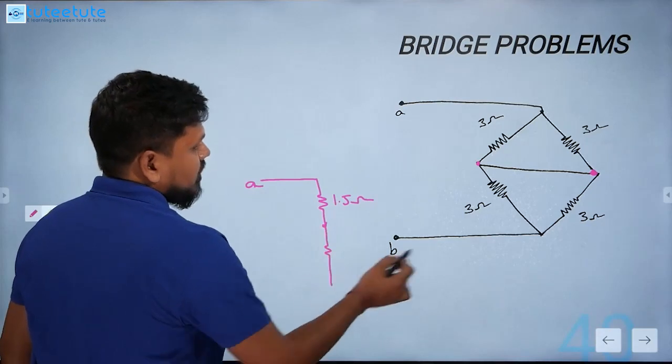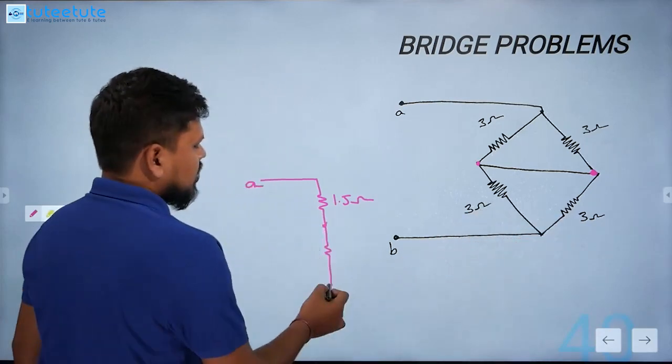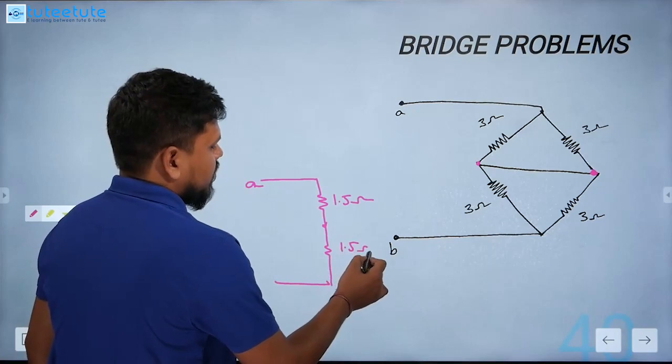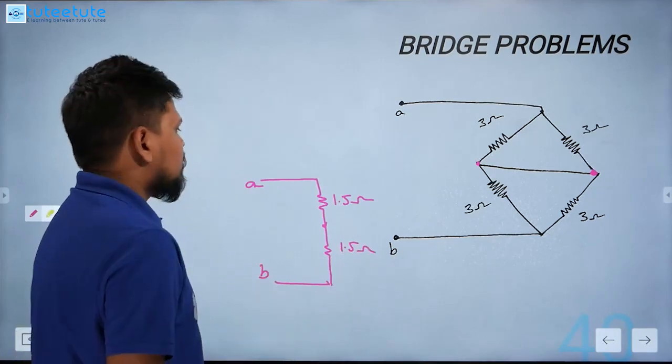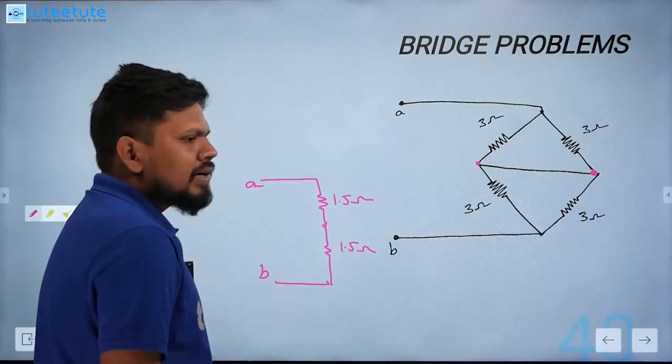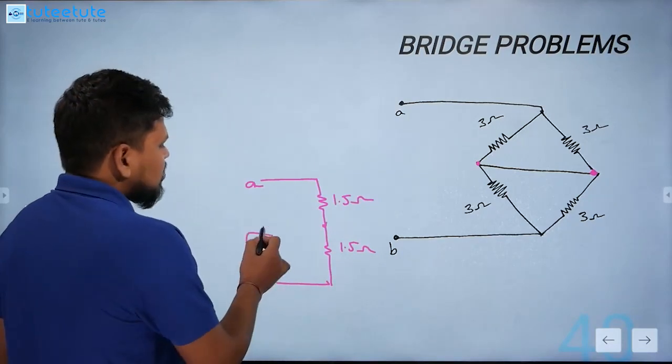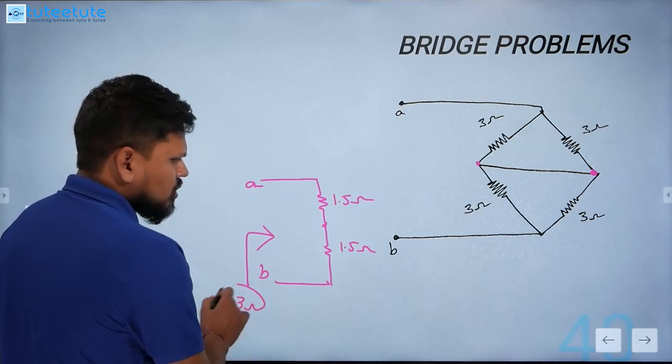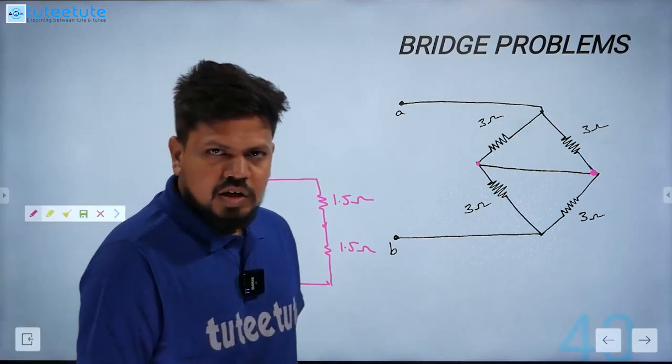After that, 3 in parallel with 3 means that's also 1.5 ohms between the terminals A and B. Now, 1.5 and 1.5 are connected in series. Once these two are connected in series, you will get the resistance between A and B as 3 ohms. Same answer. Understood, right? Same answer I got.